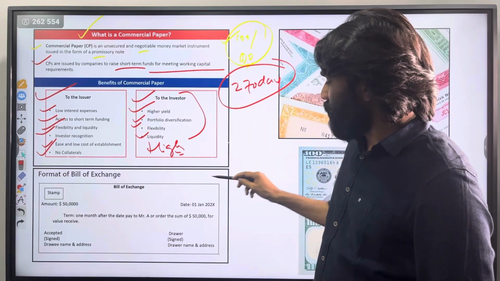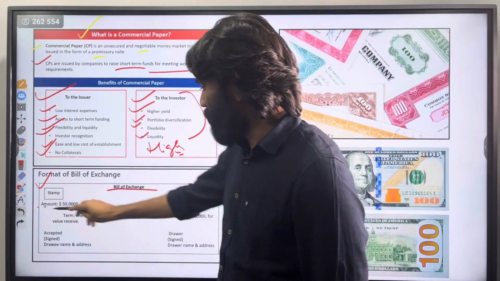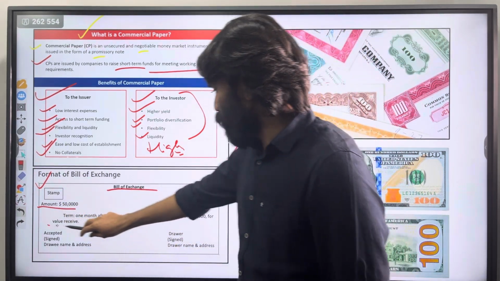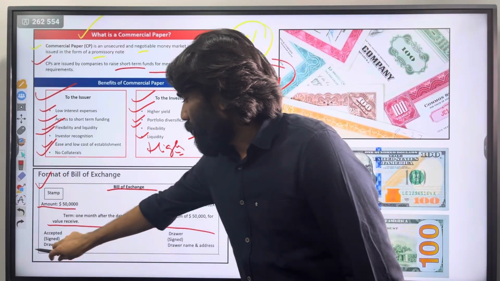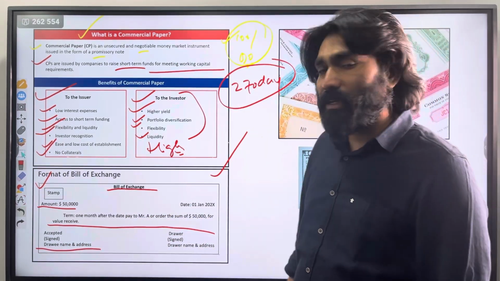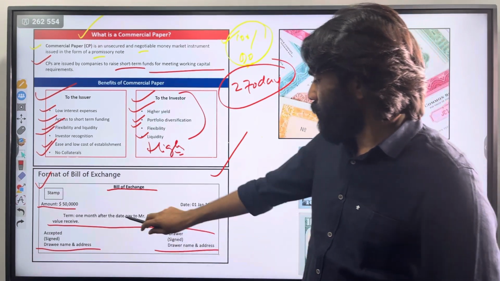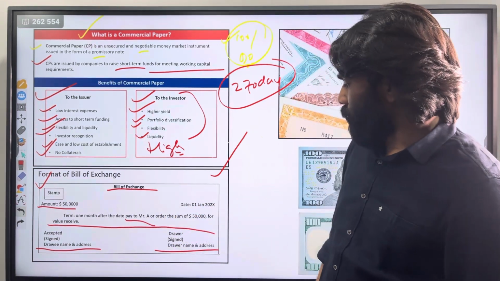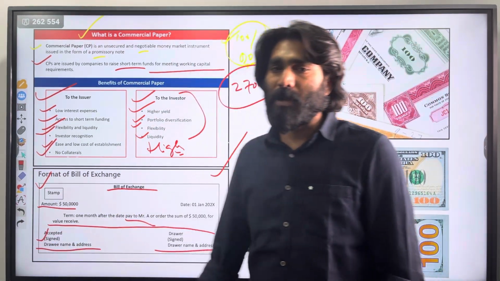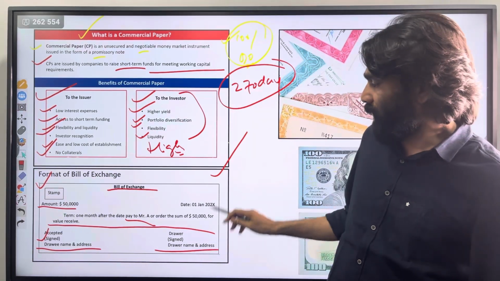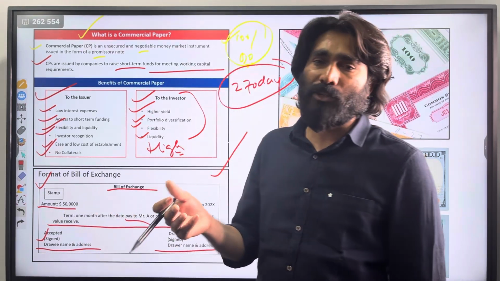All right. Sometimes your question would be, sir, can I see this in a format? How does it look? See, the format looks like this. Stamp of that particular company, bill of exchange, name, total amount. Then the drawee is the person who is going to receive that amount. The drawer is who has issued this. The term: 1 month after the date, pay to Mr. A, order the sum of rupees for value received. So the drawee will receive that amount because the drawer issued this bill to the counterparty.